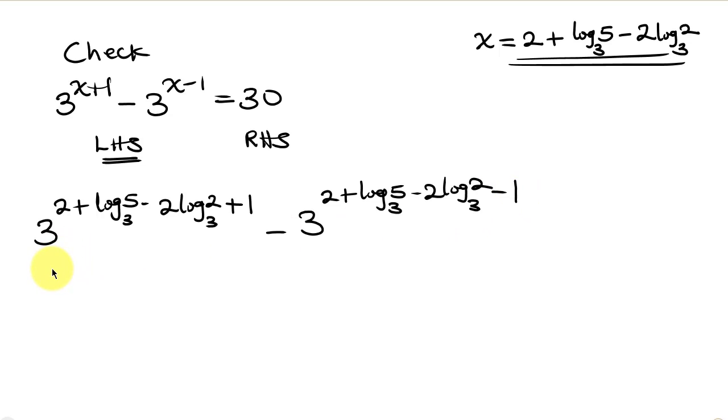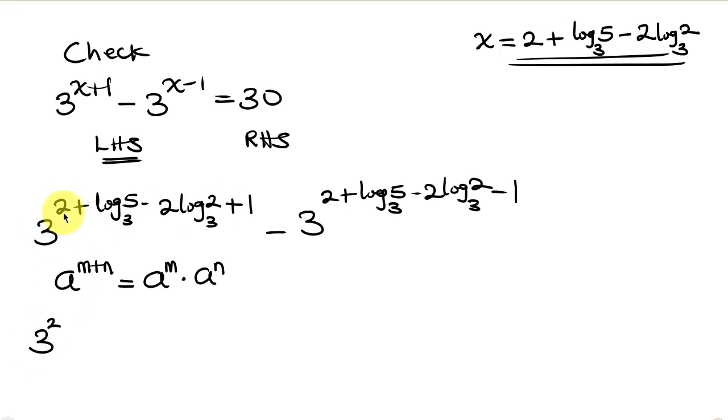Now our next step will be for us to apply the property of indices that says when I have a to the (m plus n), this is equal to a to the m times a to the n, because of this plus here. So we have 3 to the 2. We're going to take the exponents one by one.